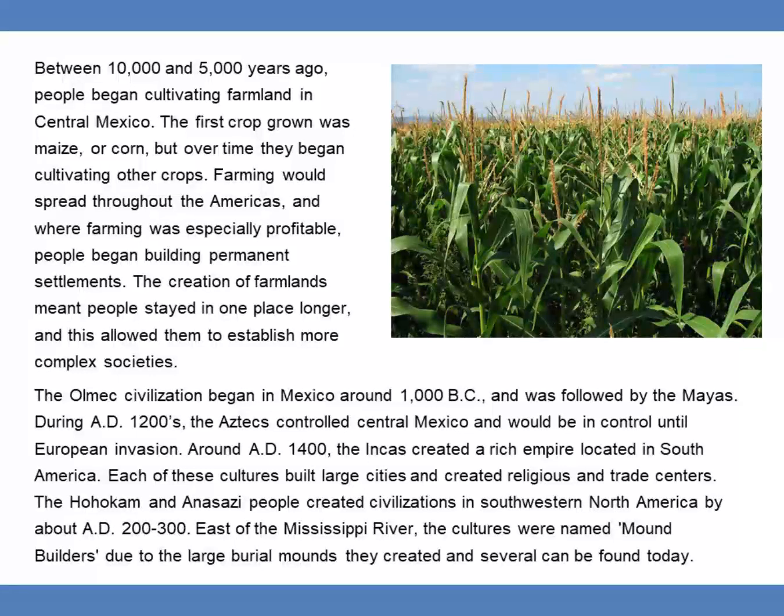The Olmec civilization began in Mexico around 1000 BC and was followed by the Mayas. During the AD 1200s, the Aztecs controlled central Mexico and would be in control until European invasion. Around AD 1400, the Incas created a rich empire located in South America. Each of these cultures built large cities and created religious and trade centers.